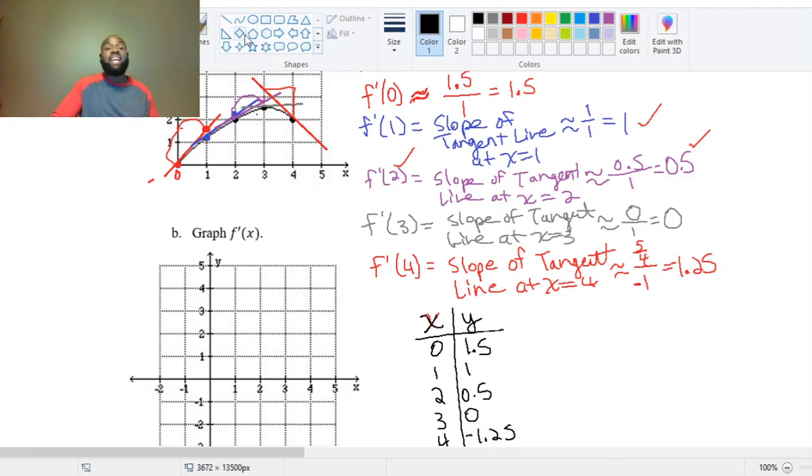And so that's what we did. The only difference here is that this function that we plugged it into is actually our derivative function, because the derivative is the same thing as the slope of the tangent line. So this is x, and that's f prime of x.